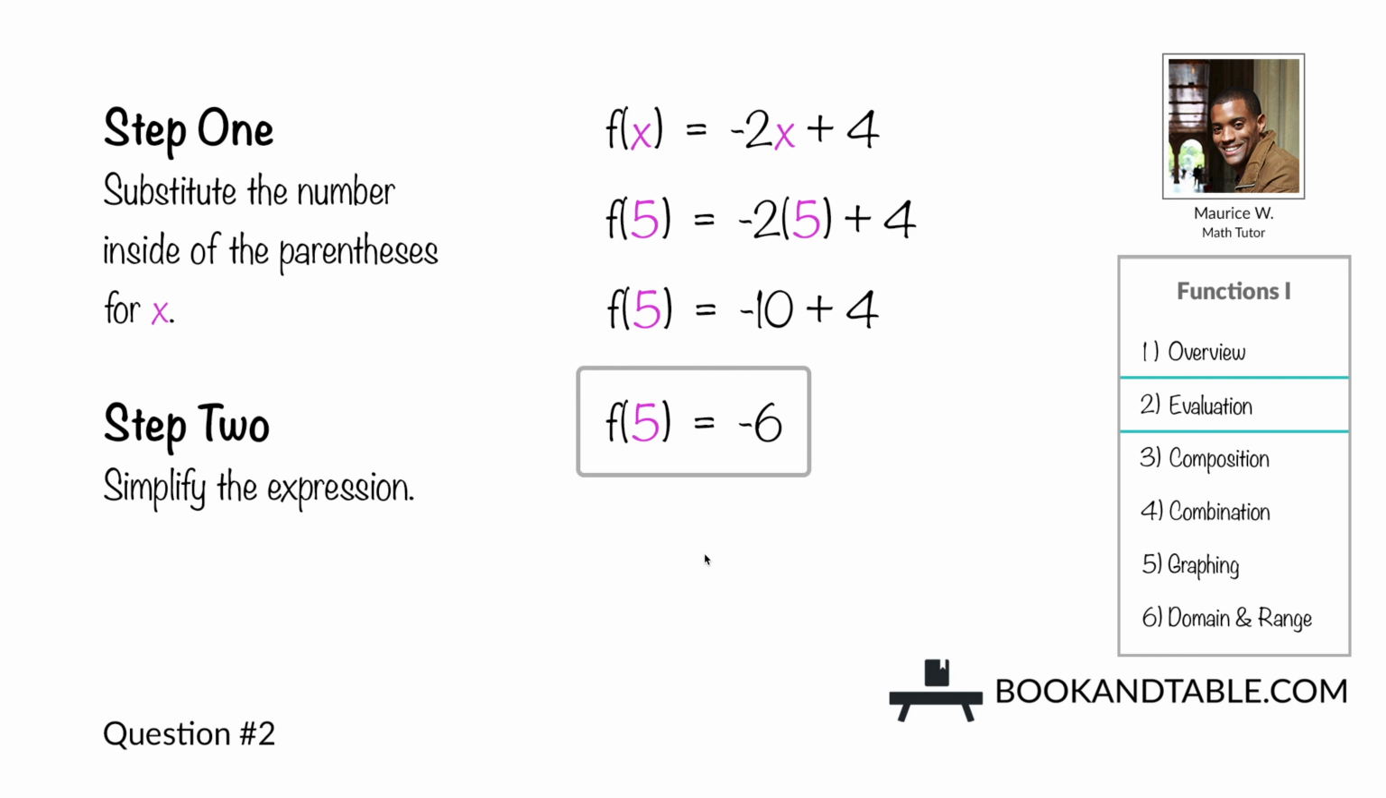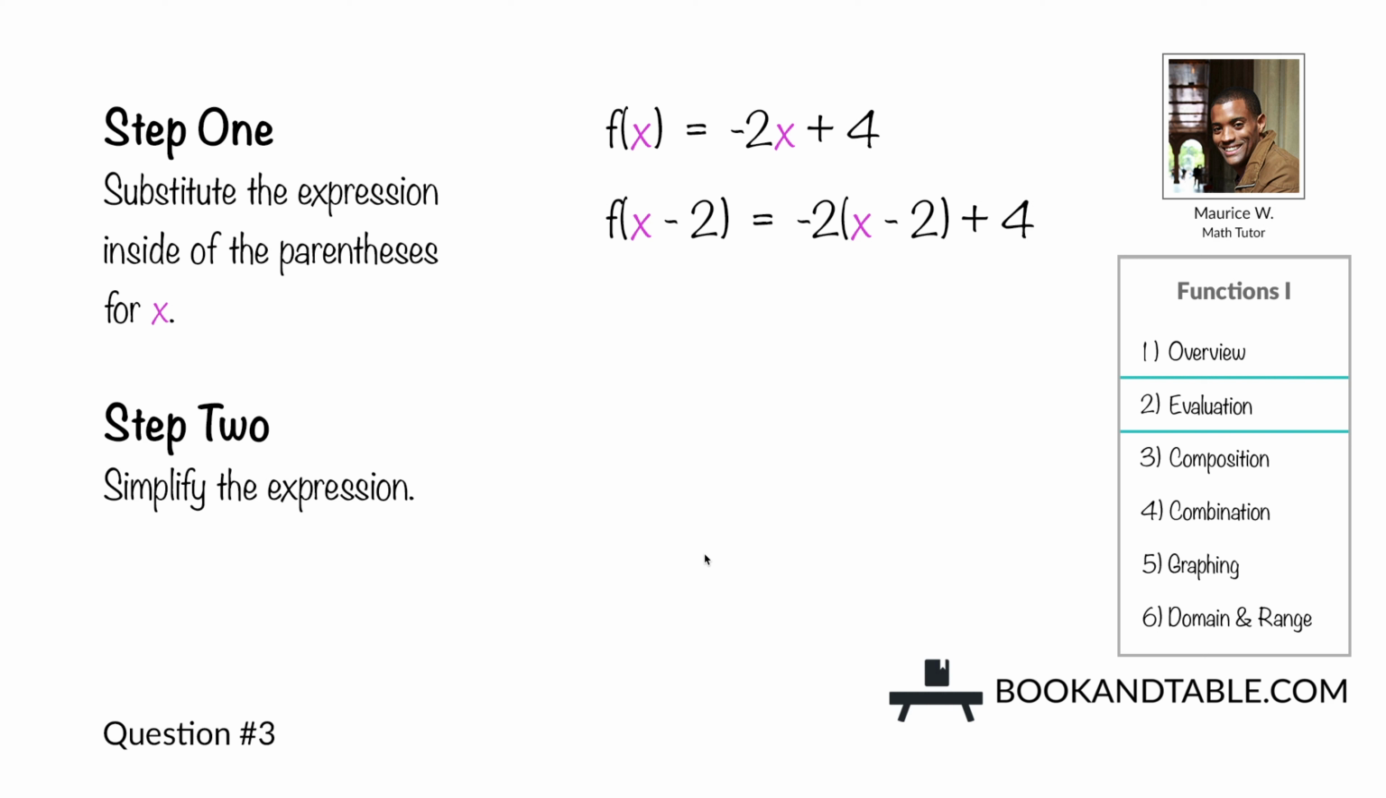So that is the answer to question number 2. Let's now have a look at question number 3. Step 1, substitute the expression inside of the parentheses for x. So instead of a numerical value, we have the expression x minus 2. So we want to substitute x minus 2 where we see x, which is here.